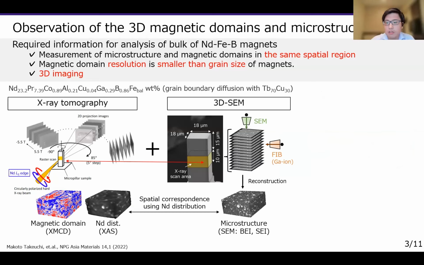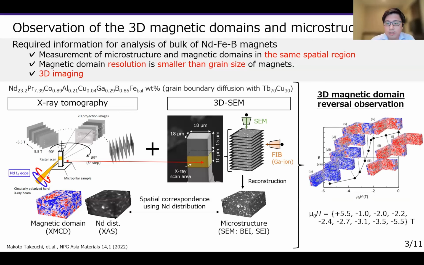We have developed a measurement method that meets these three necessary conditions. This is a method that combines X-ray tomography and 3D SEM. X-ray tomography can observe magnetic domain and neodymium distribution, and 3D SEM can observe microstructures. Information on the same position is obtained using the neodymium element distribution of each data.